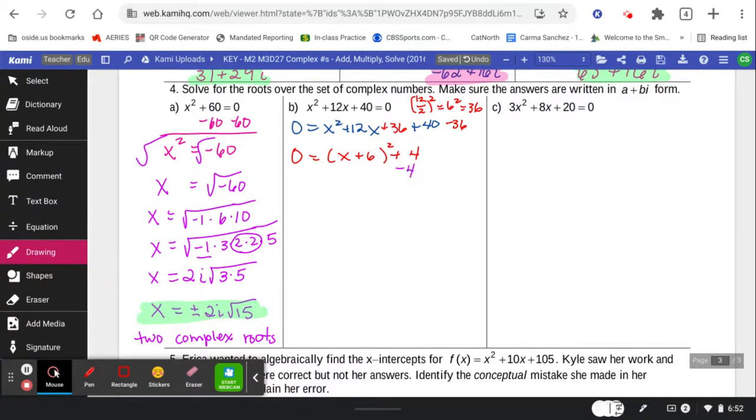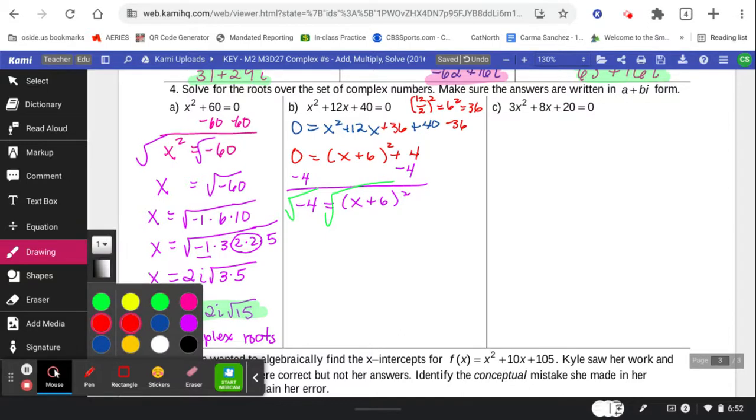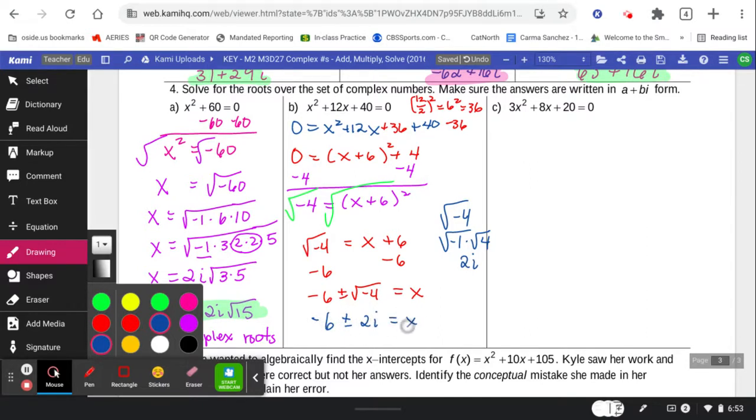We want to solve. Move that constant. Root both sides. Minus the 6. We're going to get negative 6 plus or minus square root of negative 4. But we know we can keep going on that. The square root of negative 4 would be rewritten as 2i. So if I wrote these out separately, it's negative 6 plus 2i and negative 6 minus 2i. Those are my two complex roots.